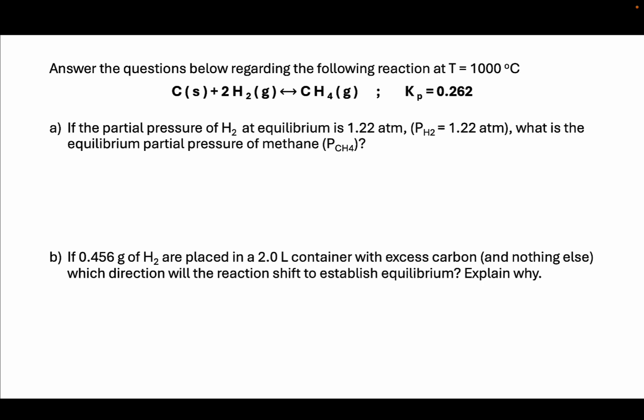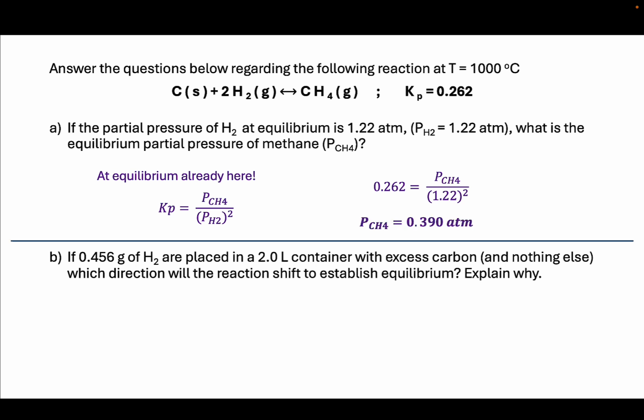So the first question is asking, if we are at equilibrium already and we have an H2 concentration, what is the methane partial pressure? And here we know we're already at equilibrium, so we don't need to do an ICE table or anything like that. We simply have Kp. Here's our Kp expression, the partial pressure of CH4 over the pressure of H2 squared. This is from the coefficients on the chemical equations. We plug in, we already have Kp, and we can solve for the partial pressure of CH4.